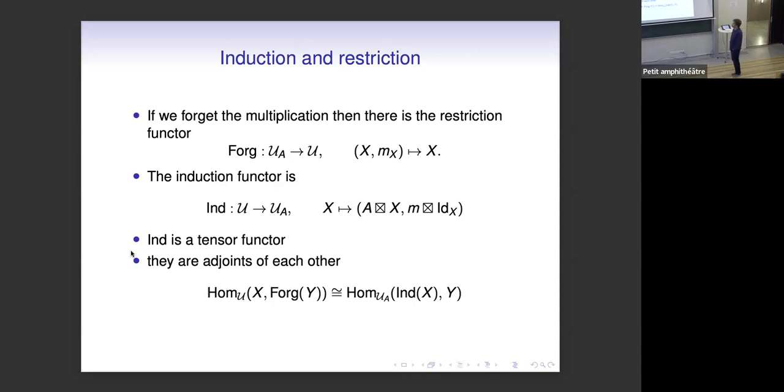So these are two functors. Restriction is not monoidal, but induction is monoidal. That's extremely useful. And the two are adjoints to each other. So these are kind of the useful properties. And with this setup, one can now start to do a lot.